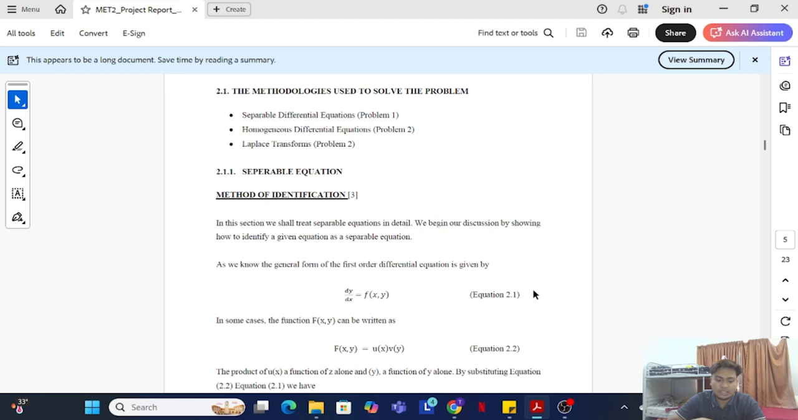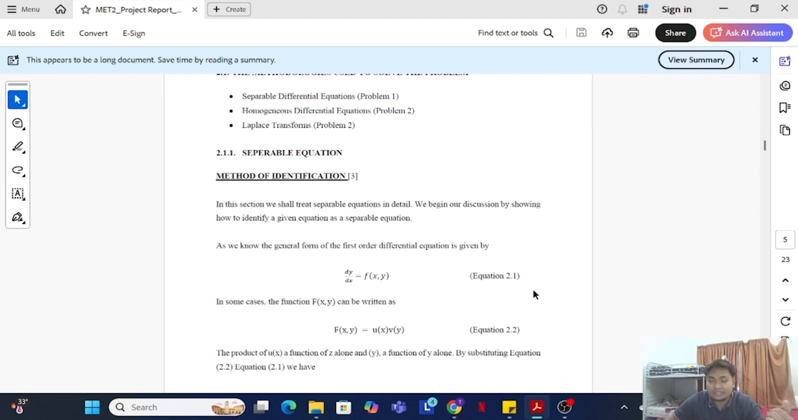With that kind of separation, it allows us to integrate both sides and find exact expressions for temperature over time. So we think the separable equation is the best method we can use because it gives us a simple, direct way to solve this kind of first order differential equation.